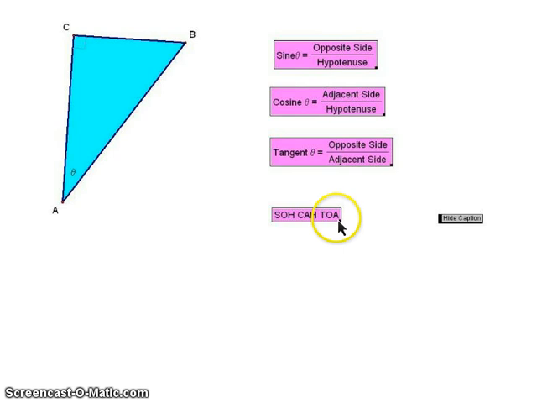I would certainly write them down, and I would put a little legend for what each letter stands for, so that's really what you want to keep in your mind, the Sohcahtoa. So go ahead and pause the video here. Make sure you get that in your notes, and when you're ready, come on back.